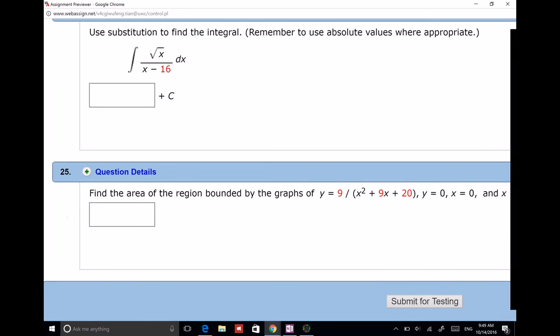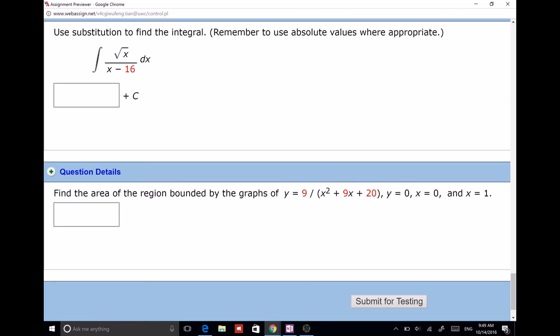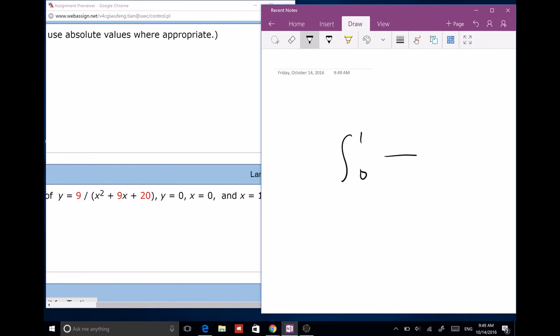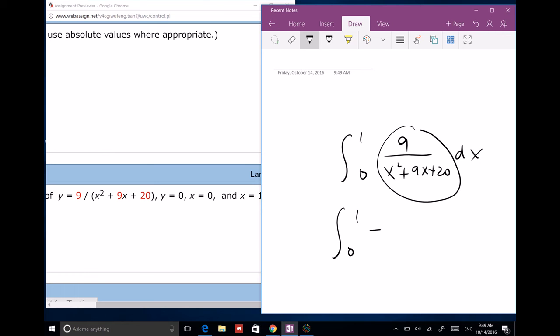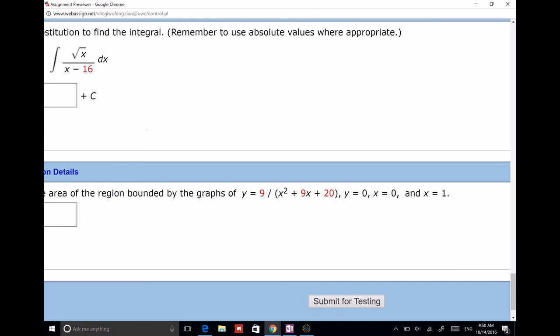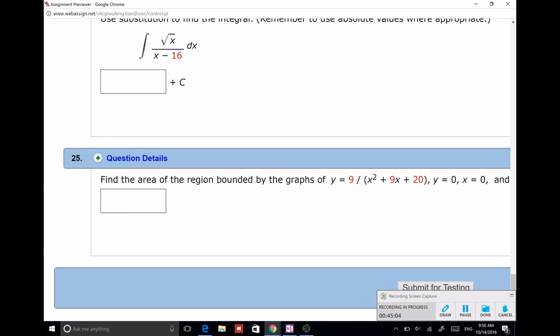Number 25 is the partial fraction. Take the integral from 0 to 1 of 9 over x squared plus 9x plus 20 dx. Separate this into two: a over x plus 5 and b over x plus 4. Find a and b, then you take the ln in the end. Okay. So that's how you finish the whole homework. If you have any question, just let me know. Okay.